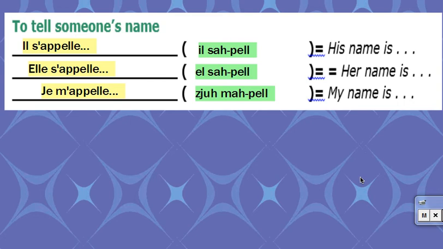For his name is, in French, it's il s'appelle. For her name is, it's elle s'appelle. And then for my name is, it's je m'appelle.